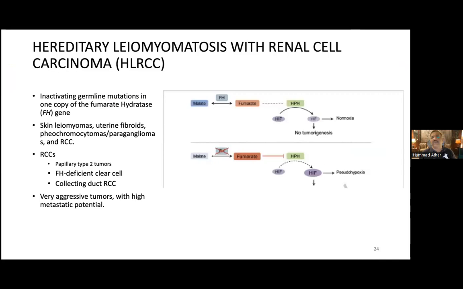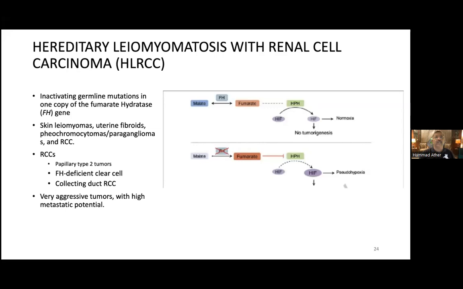Another condition which can result in a significantly aggressive cancer is the hereditary leiomyomatosis with RCC or HLRCC. Now, what exactly happens is that in this type of gene alteration, you have leiomyomas, uterine fibroids, pheochromocytoma, and paragangliomas along with the RCC. And the RCC is typically type 2, which is fumarate hydratase deficient RCC.